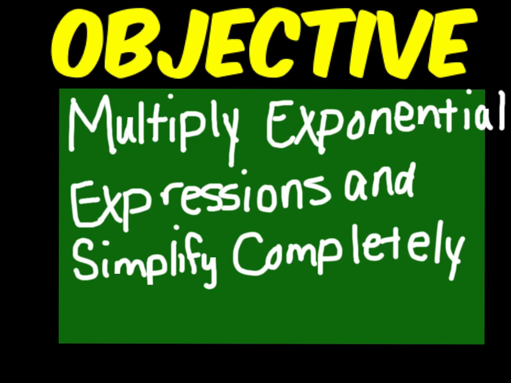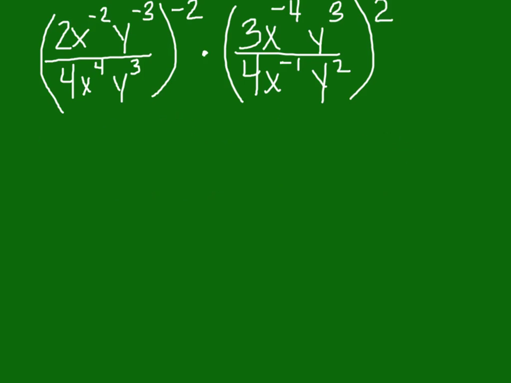Multiply exponential expressions and simplify completely. Here's the first example. So you have your two expressions, and what you want to do is work on each one separately until you can dwindle them down and easily multiply them, and then simplify again if you have to.